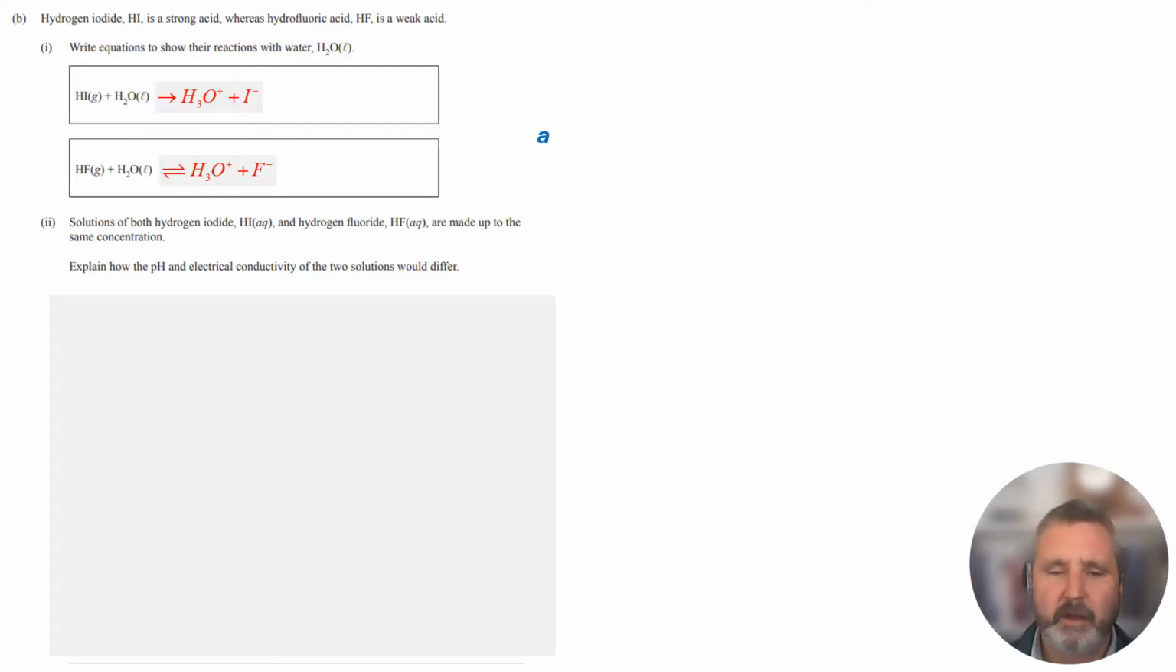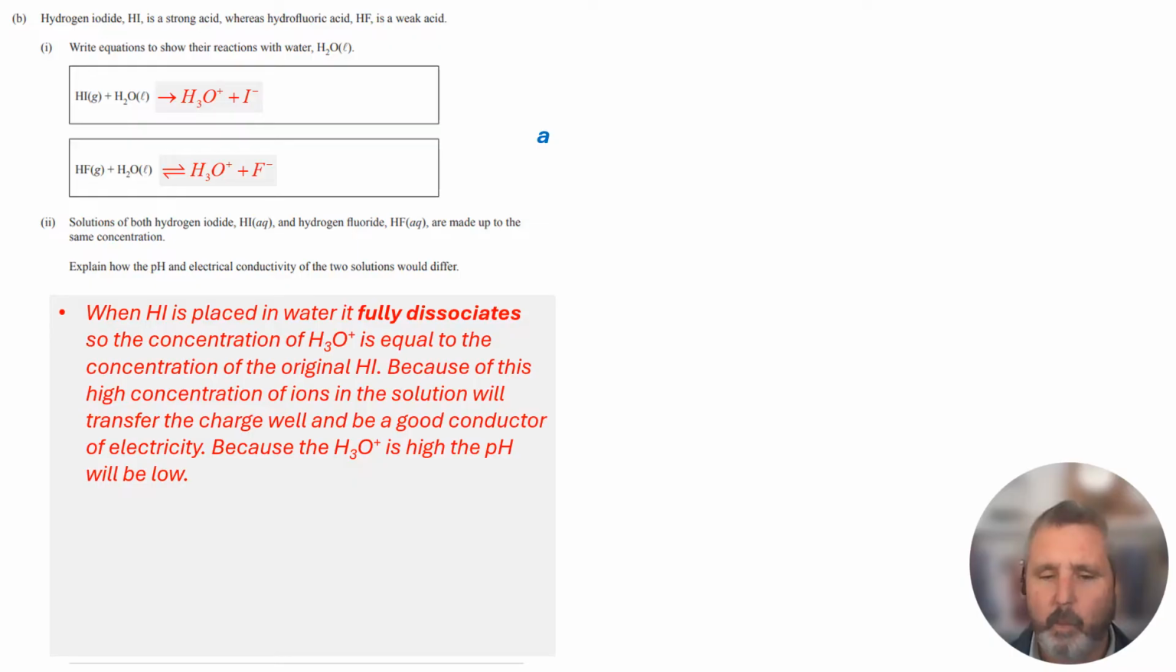Now if we want another achieved point, all that we need to do is write down about either the first equation fully dissociating or the second one partially dissociating. So when HI is placed in water, it fully dissociates. Now, as well as saying that, we need to link the concentration of H3O+ to what fully dissociate means, which means that the concentration of H3O+ is going to be equal to the original concentration of the acid. It's going to be a high concentration.